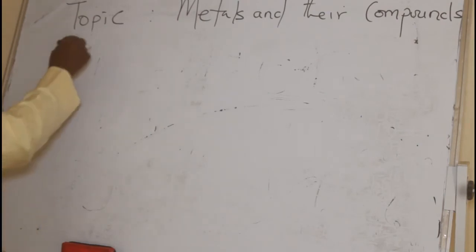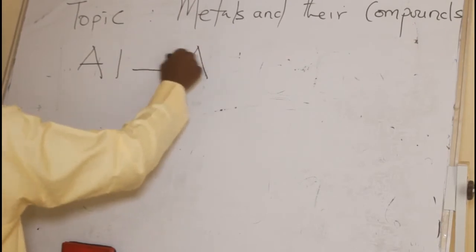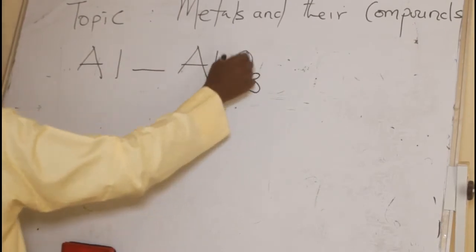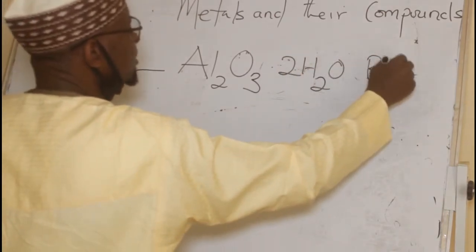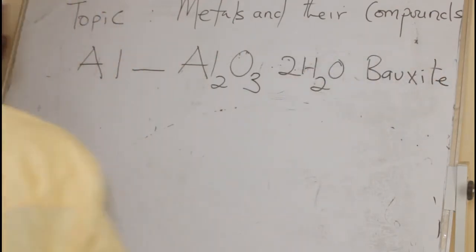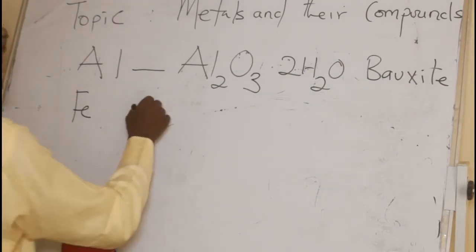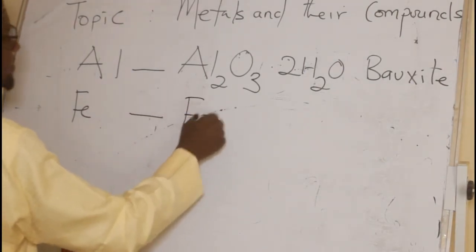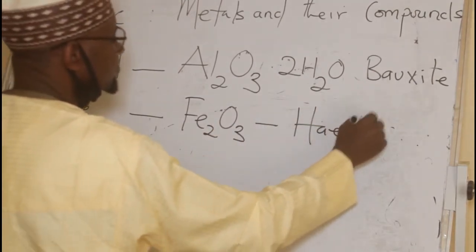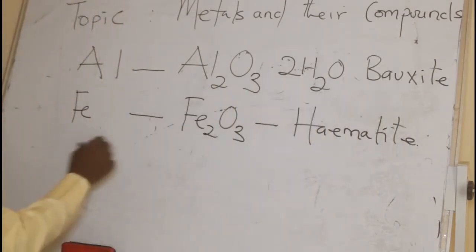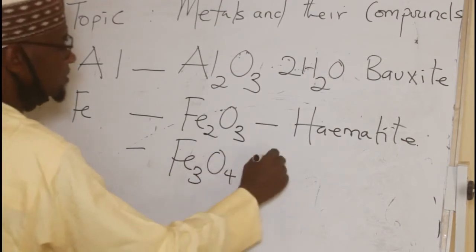Like aluminium, it occurs as bauxite. We'll talk about it later and maybe tomorrow in the next lecture. Then this is the common ore for iron. It exists as this, which you call hematite. It also exists like this, which is magnetite.